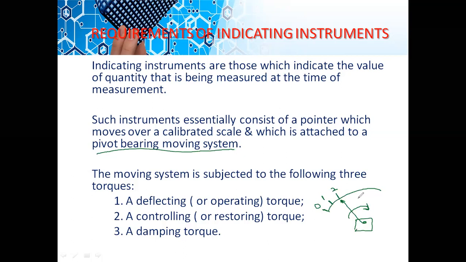Now, we are trying to learn about the essentials of indicating instruments. The first thing is the pointer should move so that it can show some value. For the pointer to move, the moving system should have some torque. It should have some force acting upon it, a twisting force, so that it can rotate. That particular torque is what we call the deflecting torque. Deflecting torque is caused by different effects, which we will see later on. So it is the torque with which the pointer will start moving.